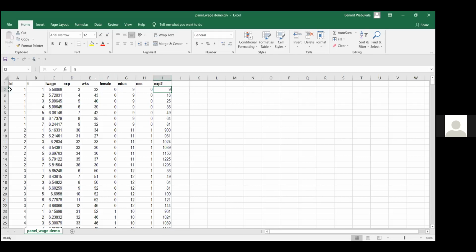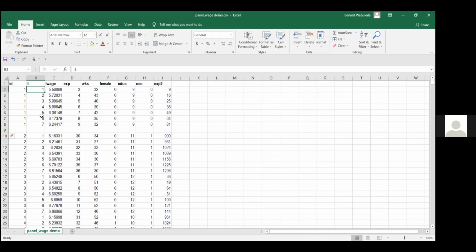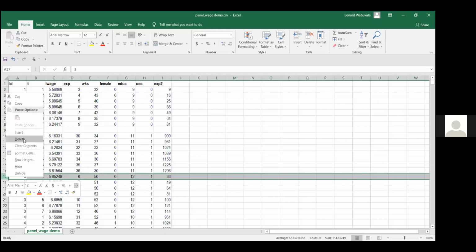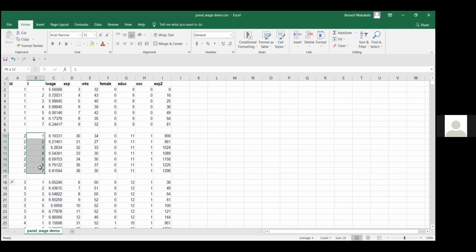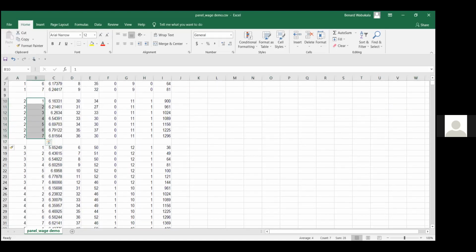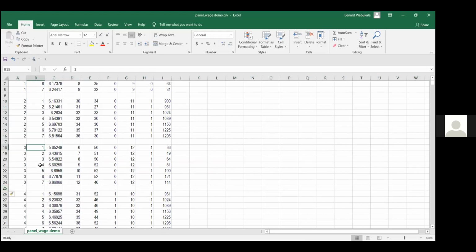So defining our panel, in other words, here is individual number 1. And individual number 1 is observed between time periods. This is week 1, 2, 3, 4, up to 7. So this is a sub-panel. Then there is individual number 2, also observed over the same kind of weeks. And then we also have individual number 3, also observed over the same number of weeks. This is week 1, week 2, week 3, up to week 7.